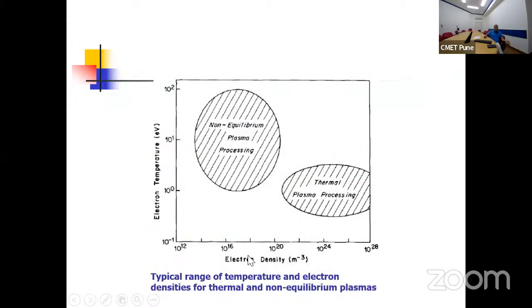So this is the graph showing the typical range of temperature and electron density for the thermal and non-equilibrium plasma. This is non-equilibrium plasma, which is cold plasma. Here, electron temperatures are high. Because the electron temperature is high, it gives sufficient energy to the gas to dissociate. Here the electron density is low, and the electron temperature is also low, but the electron density is quite high here.